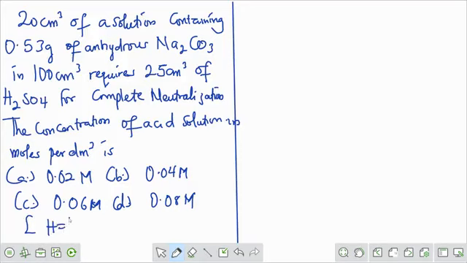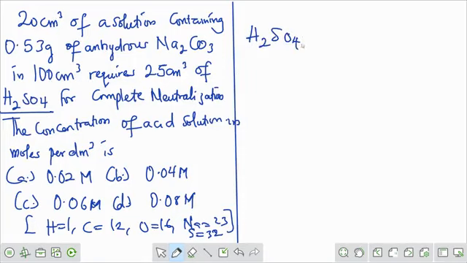Let's write our molar masses: hydrogen is 1, carbon is 12, oxygen 16, sodium 23, and sulfur is 32. They ask us to find the concentration of the acid solution in moles per dm cube. They gave the acid as H2SO4, reacting with Na2CO3. As a chemistry student, you need to know what a reaction is going to give you. Neutralization is when an acid reacts with a base to form salt and water.